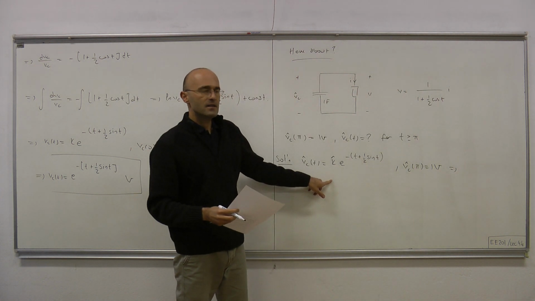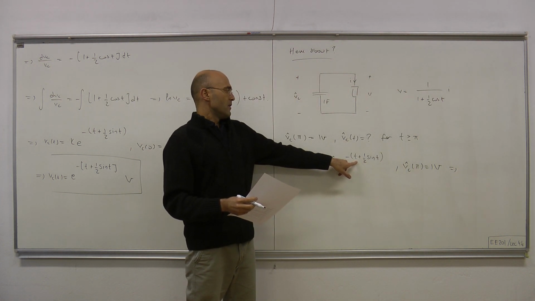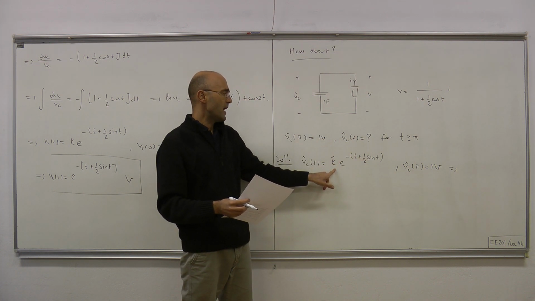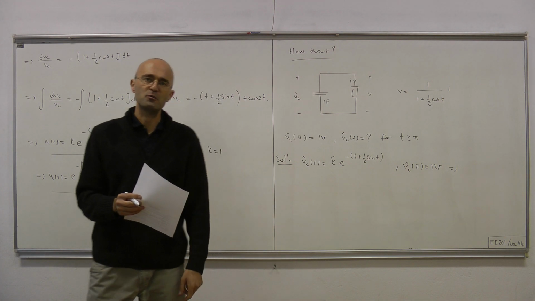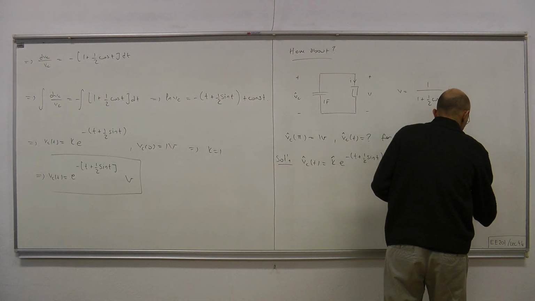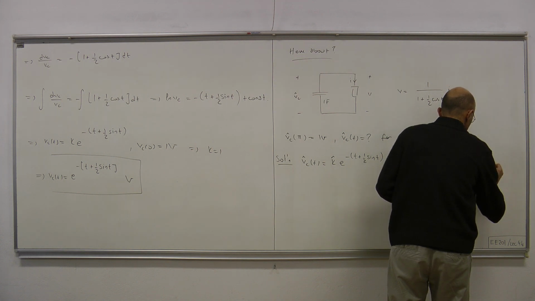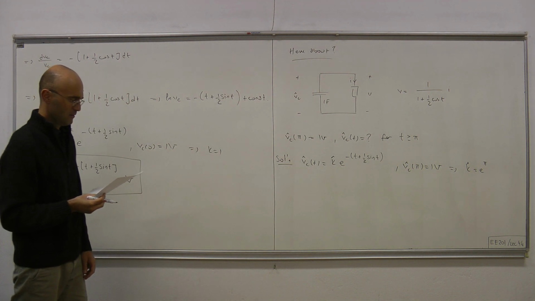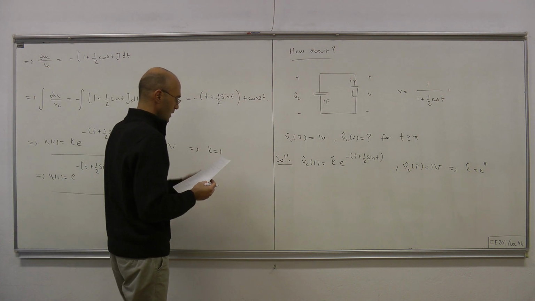Therefore, plug in t equals pi. Here we have sine of pi is 0, so we have e to the minus pi times k hat equals 1. Okay, so k hat must be e to the pi. K hat equals e to the 3.14159, and so on.